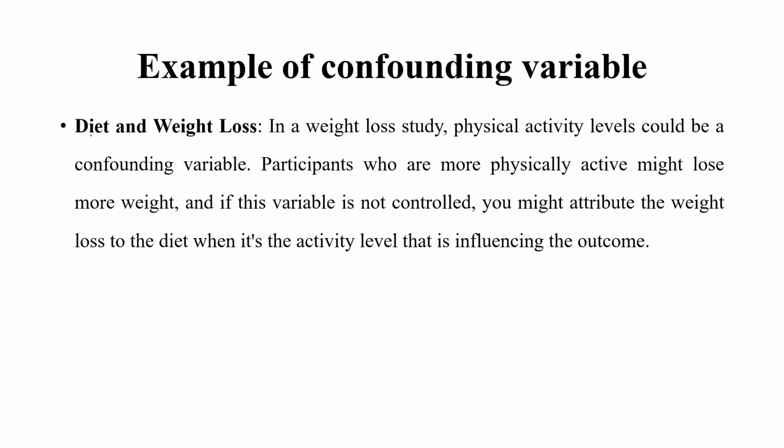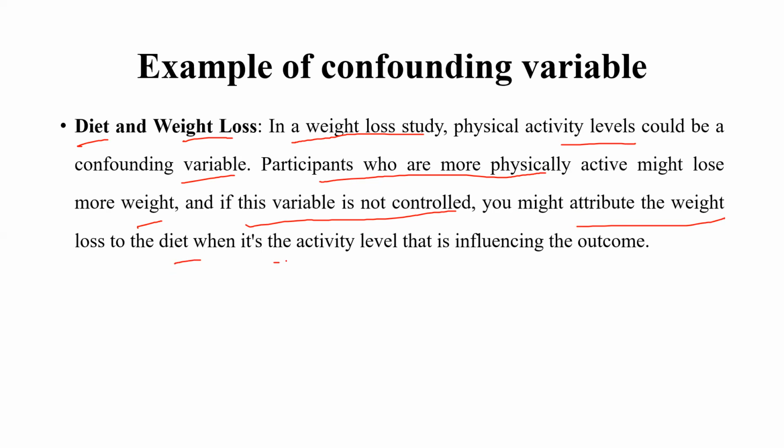Some other example like diet and weight loss. So in this example, if we see in a weight loss study, physical activity levels could be a confounding variable. Participants who are more physically active might lose more weight, and if this variable is not controlled, you might attribute the weight loss to the diet, when it's the activity level that is influencing the outcome.